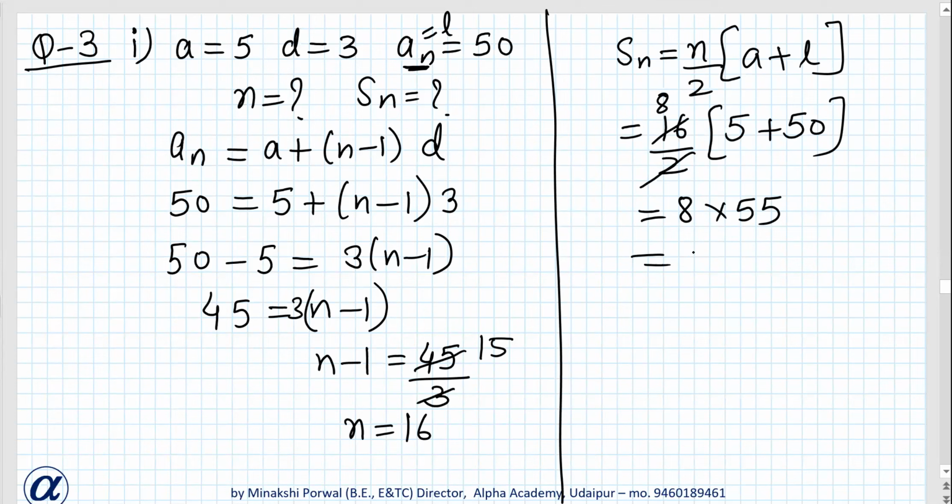So this is equal to 440. This is Sn and this is n. Is it clear to everybody?